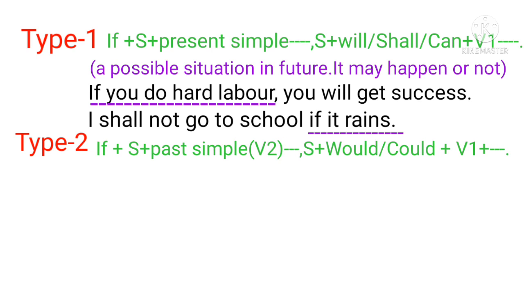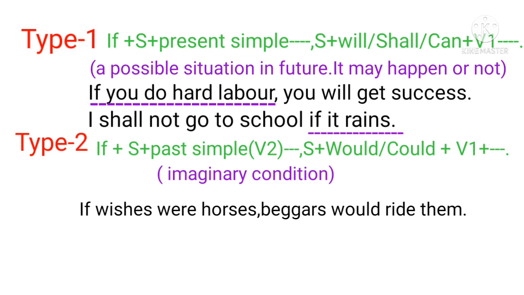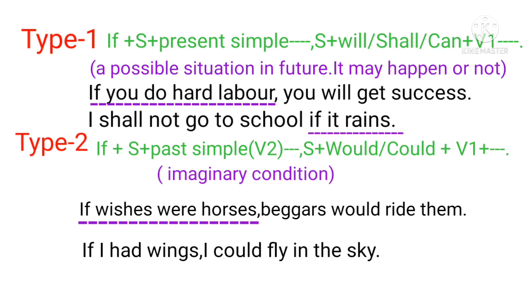Here type 2 condition formula: if plus subject plus past simple, that is V2, second form of the verb, then comma, subject plus would or could or might plus V1, first form of the verb. When there is imaginary, unreal condition. If wishes were horses, beggars would ride them. If wishes were horses, subordinate clause, that is if clause.